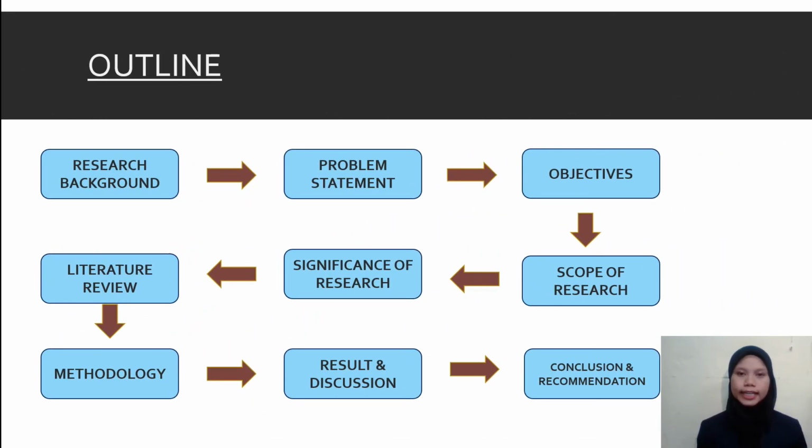So basically, this is my outline for my presentation today. Start with research background, problem statement, objective, scope of study, significance of study, literature review, methodology, result and discussion, lastly, conclusion and recommendation.